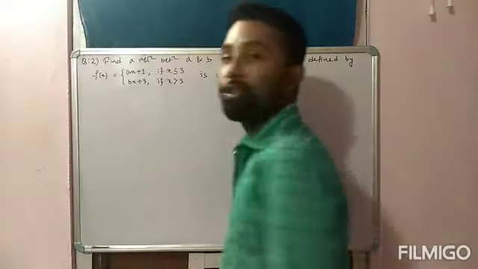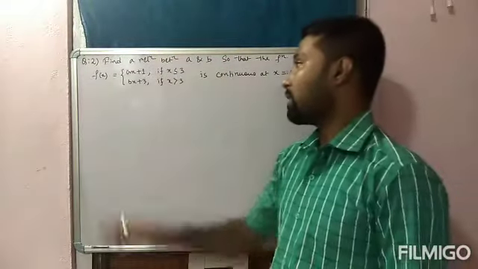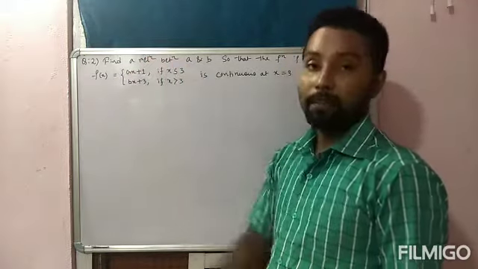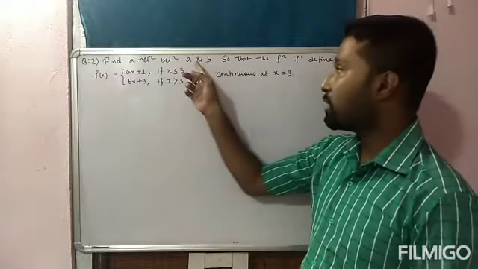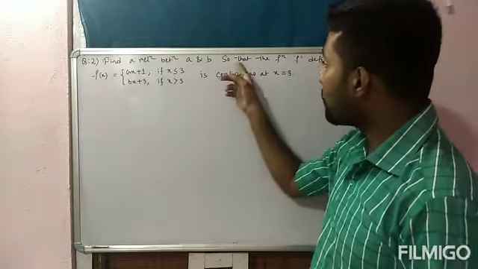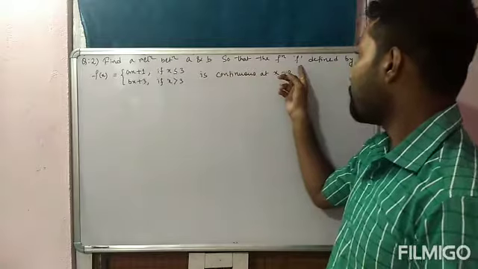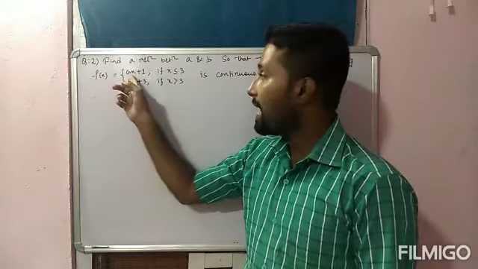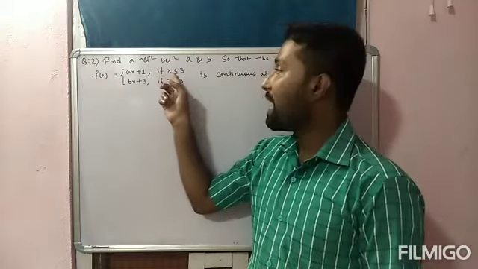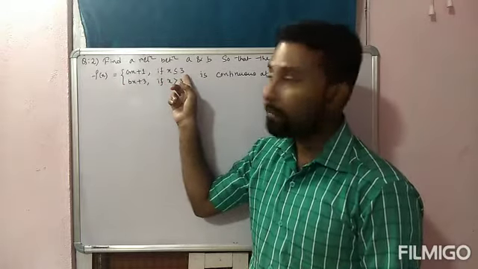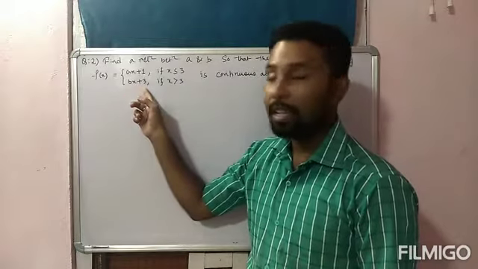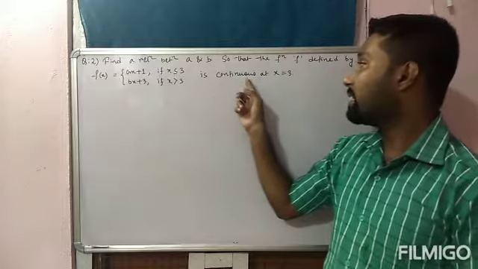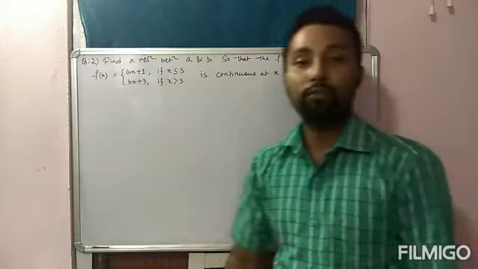So take the next question. The next question is, find a relation between A and B so that the function f defined by f of x is equal to ax plus 1 if x is less than or equal to 3, bx plus 3 if x is greater than 3, is continuous at x is equal to 3.